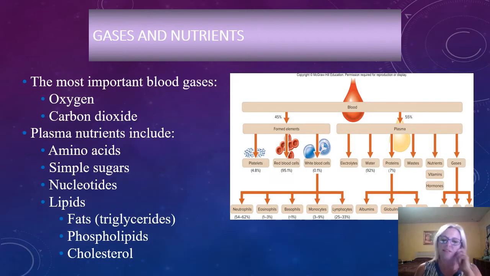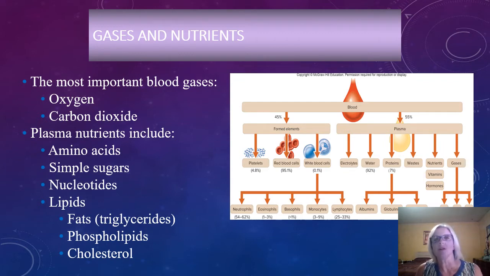So blood gases and nutrients are also found in the blood. The most important gases that we have are oxygen and carbon dioxide. These are evaluated by using fresh blood from an arterial or artery. An arterial blood gas will be drawn, and that's going to determine oxygen, carbon dioxide, pH, and bicarbonate concentrations. And this can be used to diagnose and treat disorders of circulation, respiration, and even electrolyte imbalance.